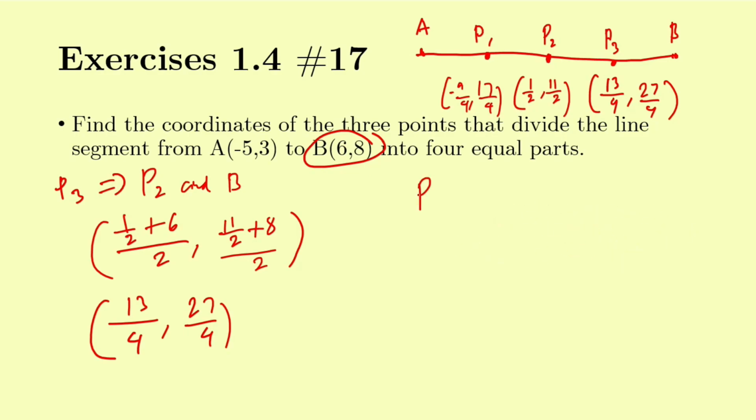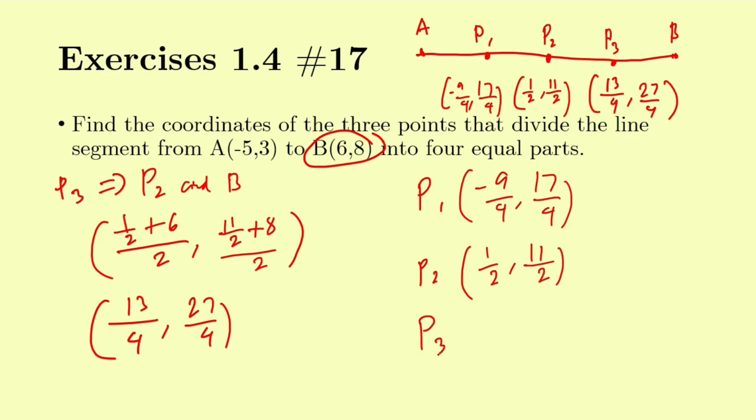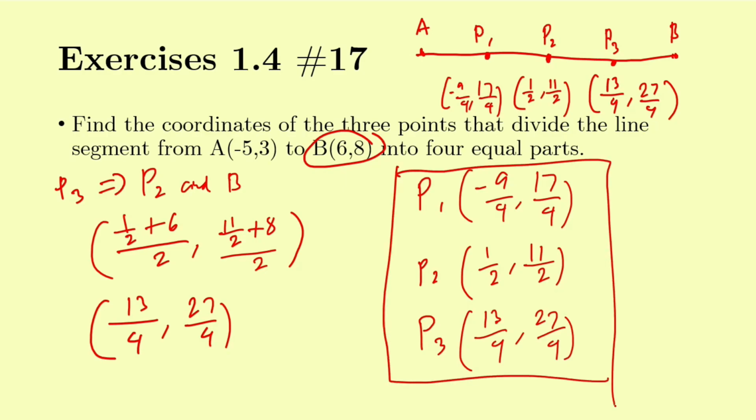Let's write that down again in a larger font para mas kita. P1 has negative 9 fourths and 17 over 4. P2 has 1 half and 11 halves. And P3 has 13 over 4 and 27 over 4. And that's our final answer.